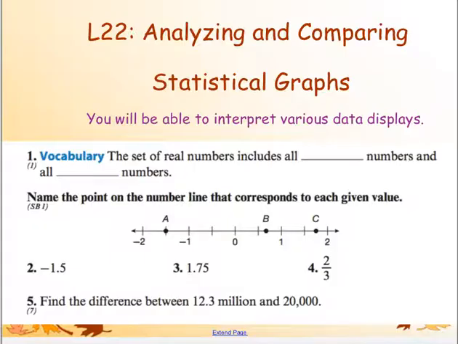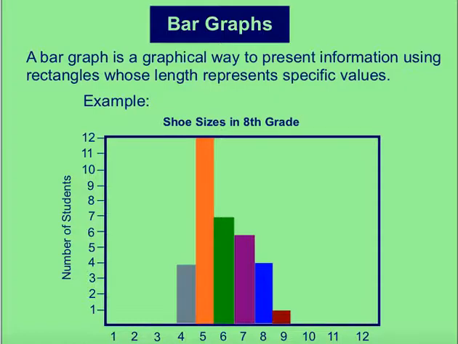But let's go on to lesson 22. Analyzing and comparing statistical graphs. Basically what we're saying is we have a lot of different ways to display data. We need to be able to interpret it. And the first data display is a common one, bar graphs. Bar graphs are a graphical way to present information using rectangles whose length represents specific values.